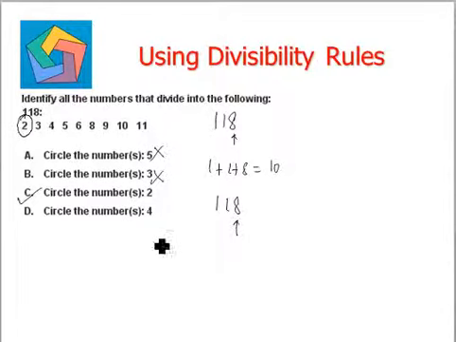For 4 we have to check the last two digits. The last two digits form 18, which is not divisible by 4. So that means 118 is not divisible by 4 also. So option C is the correct one. That is, 118 is divisible by 2. Let's look at the next question.